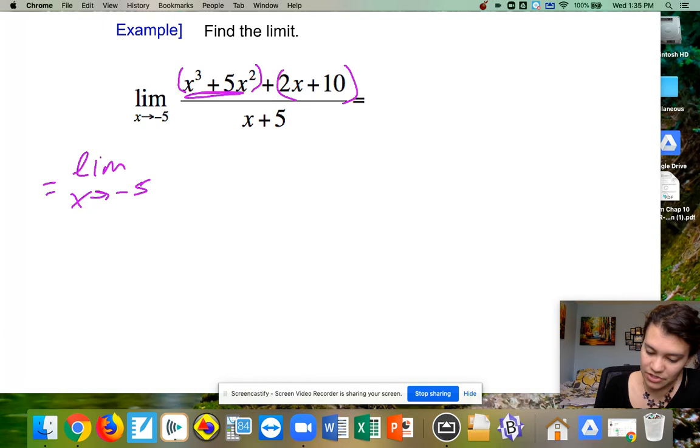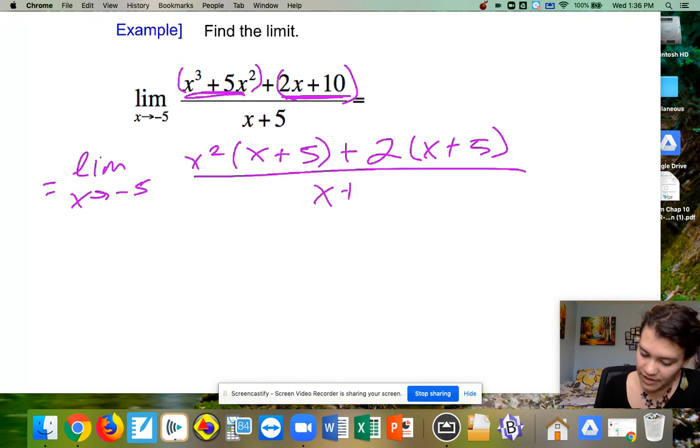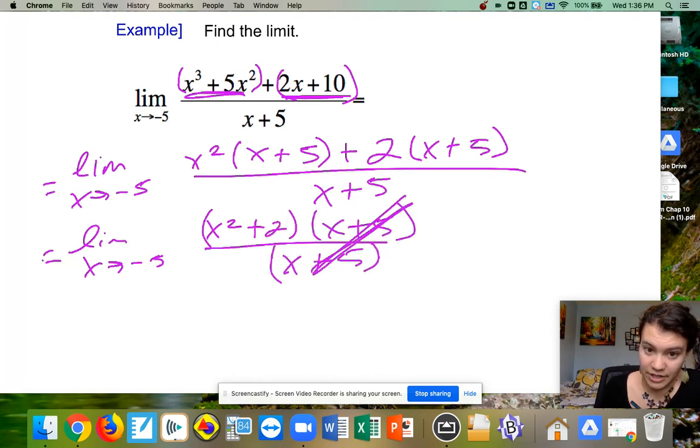Out of this first chunk, I can factor out an x squared to get x plus 5. And then the goal is to get this to also have an x plus 5. So I can factor out 2 and get x plus 5 here, all over x plus 5. Keep going. And then here we get x squared plus 2, times x plus 5, all over x plus 5. Those will cancel.